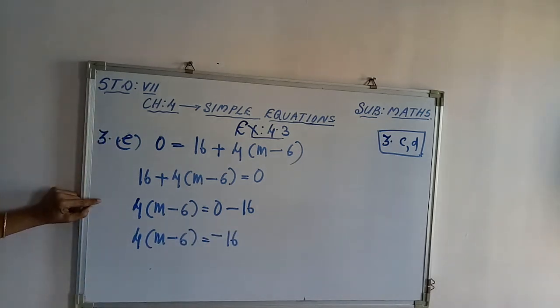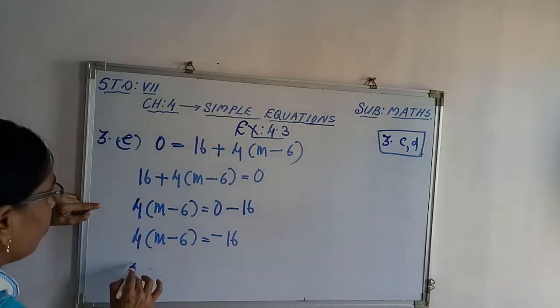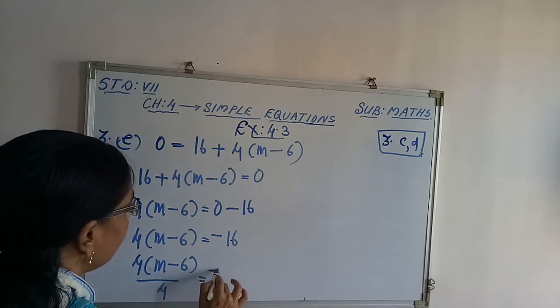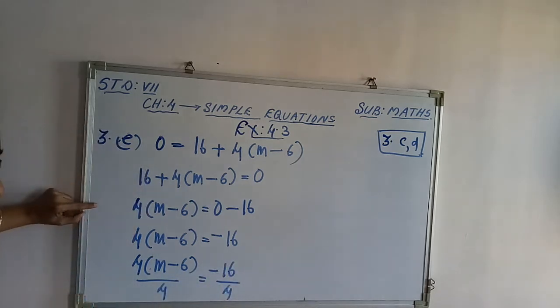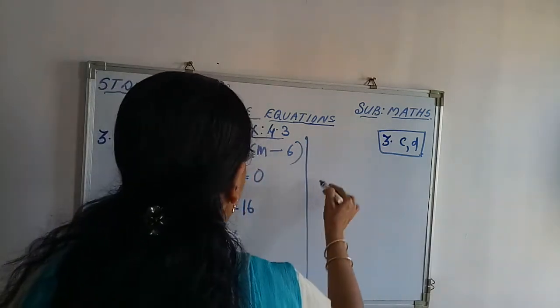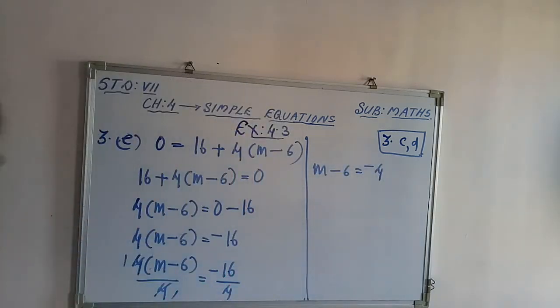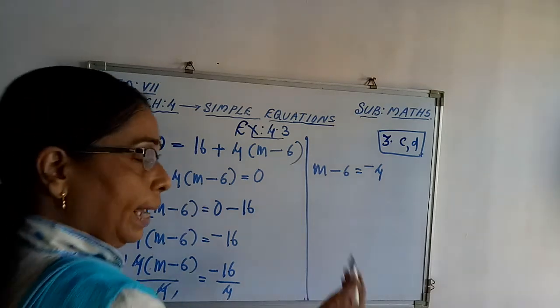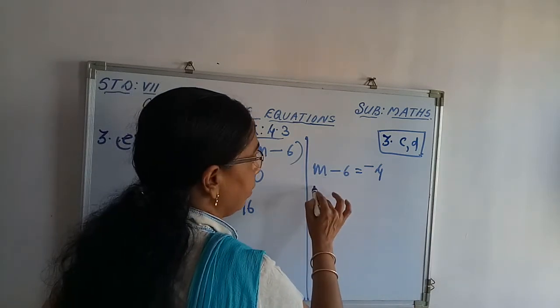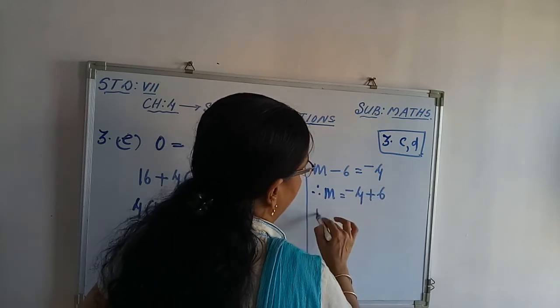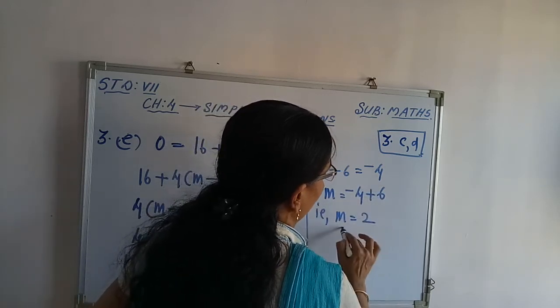Now what you have to do? Divide both the sides by 4. 4 into m minus 6 upon 4 is equal to minus 16 upon 4. 4 and 4 are cancelled, then we get m minus 6 is equal to minus 4. So again, transposing minus 6, m is equal to minus 4 plus 6. That is, m is equal to 2.